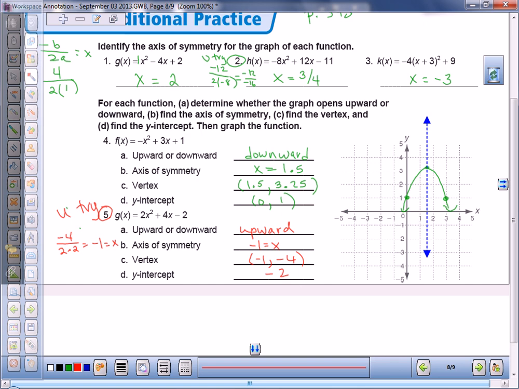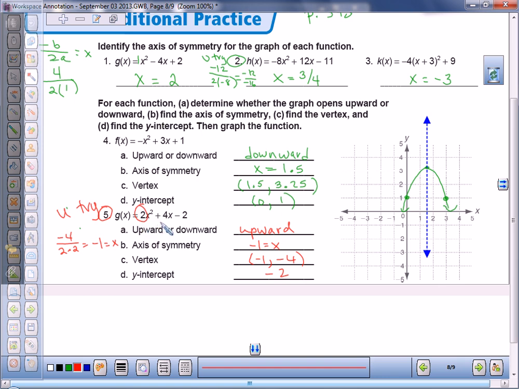Okay, were we able to tell from the equation that this one opens upward? No? Okay, let's look right here. Look at your A. Do you see that that is positive 2? Yes. When A is positive, your quadratic will open up. So that's how we know it opens upward.